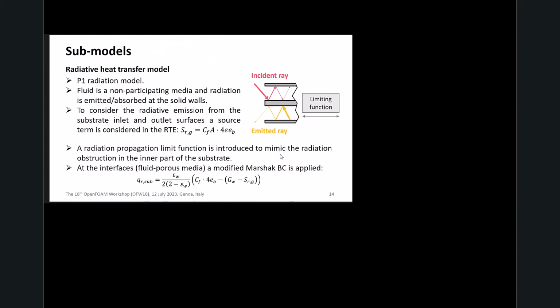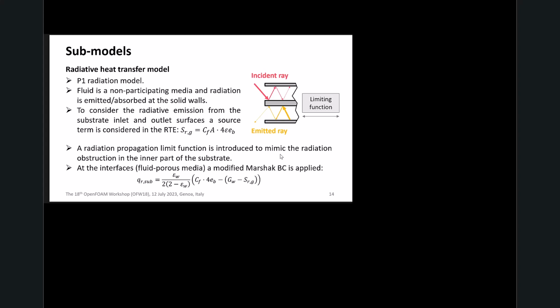The last model, last but not least, is the radiative heat transfer model. In particular, if we consider a conjugate heat transfer during the thermal transient, radiation plays a very crucial role if we are at a high temperature. To model the radiation, we use the P1 radiation model with the hypothesis that the fluid is a non-participating medium, and so the radiation is emitted and absorbed at the solid wall.